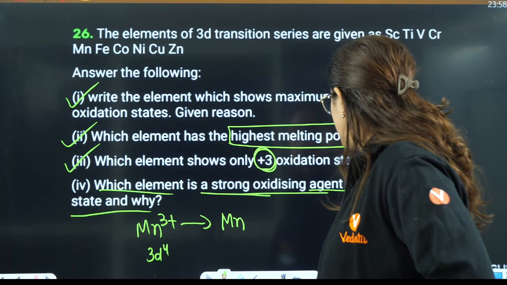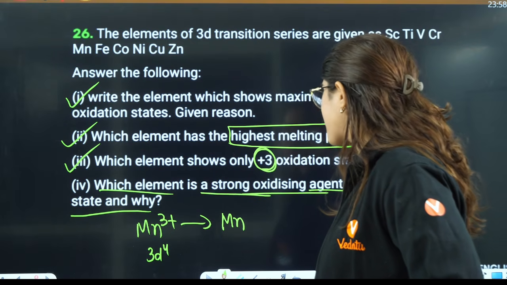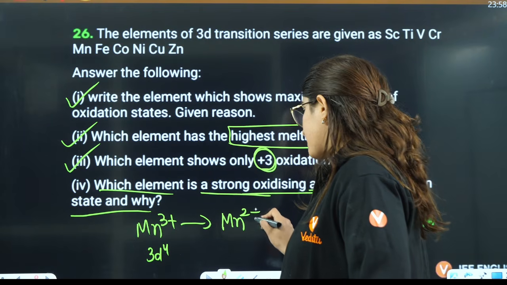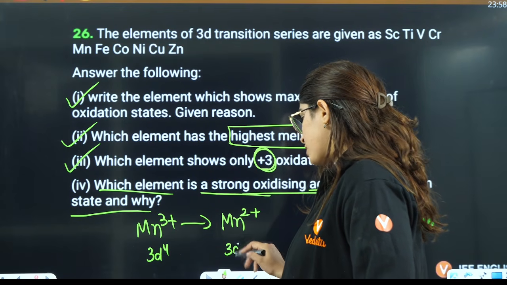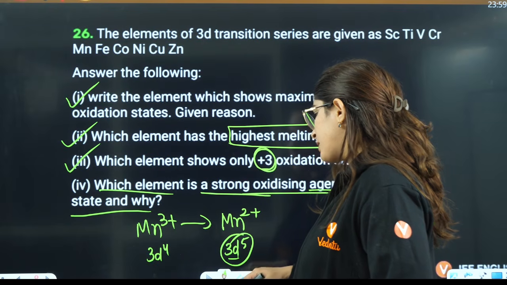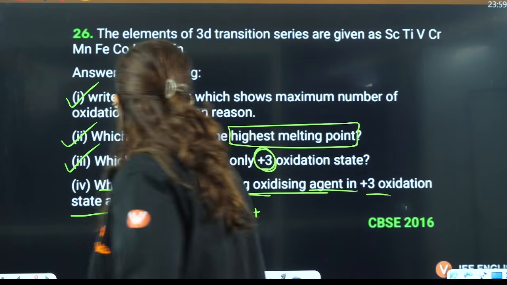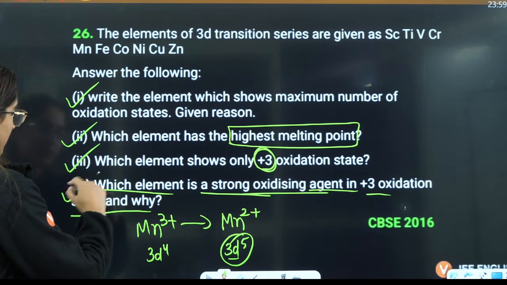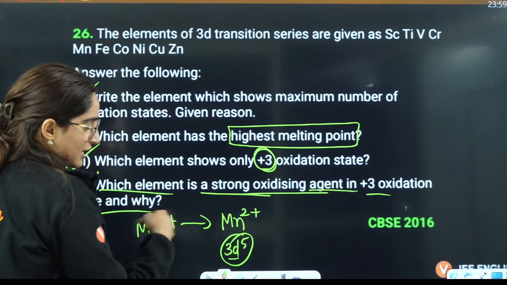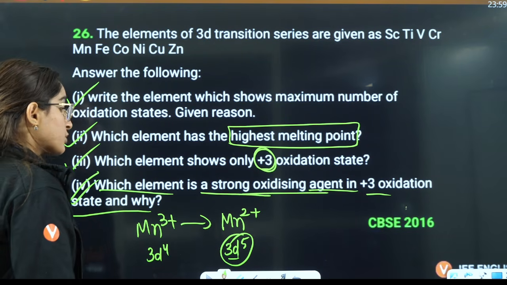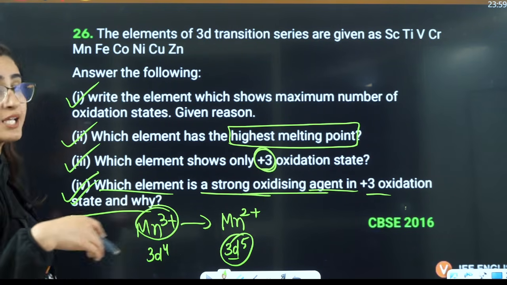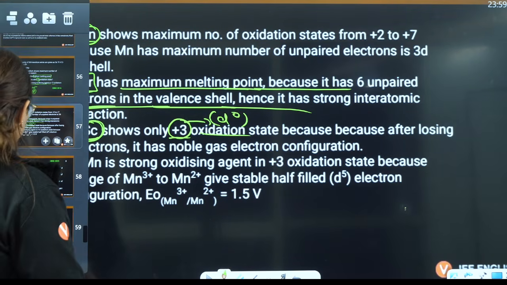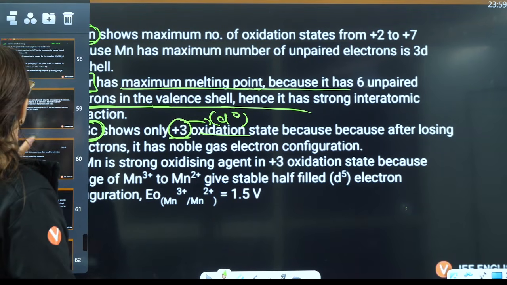Wait a minute. Mn3+, if it is a very good oxidizing agent, it itself should get reduced. So its oxidation number should decrease. Mn2+ is 3d5. So we can see it can easily decrease in oxidation number because this is more stable. So if it itself is getting reduced easily, it will behave as a very good oxidizing agent, right? Okay, done. Next question, guys.